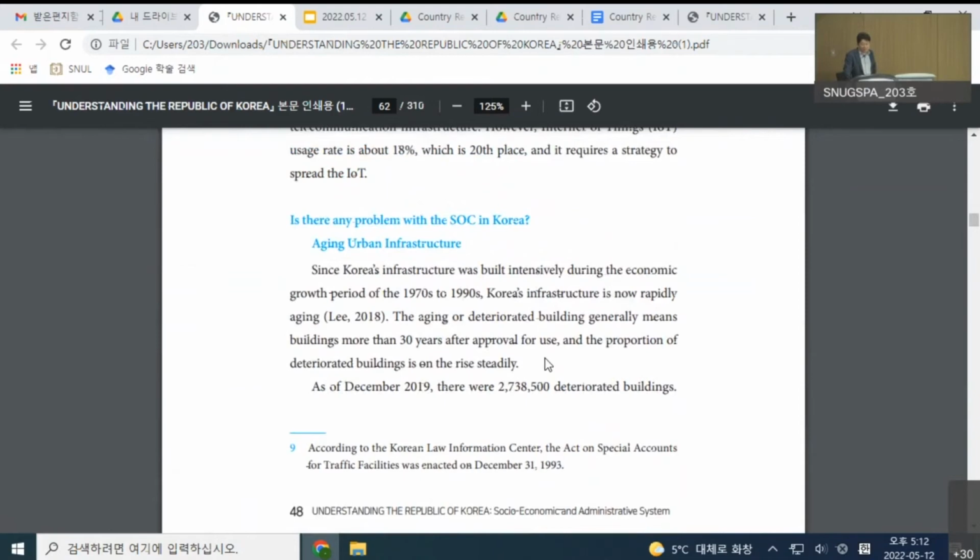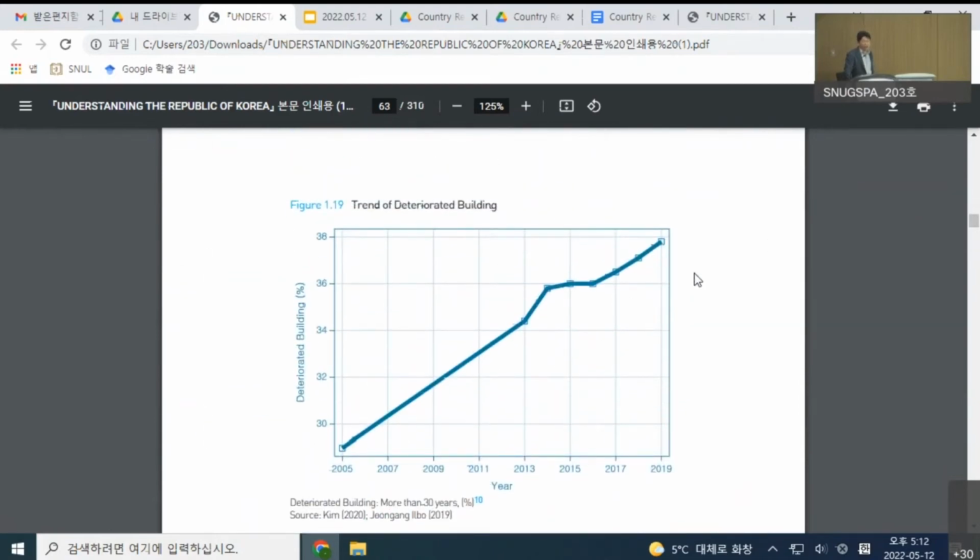Is there any problem with the SOC in Korea? Yes, definitely. The first thing is the deteriorated buildings. Our buildings are getting older, so we needed to reconstruct or demolish them and construct new ones. So Korea tried to build more new buildings, and we have the Harlem in the downtown areas. Many people move out to the suburban areas, so in the center areas of the cities, few people live. So these areas become deserted areas. So we have to re-establish the business in the center of the urban areas.